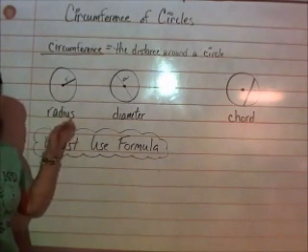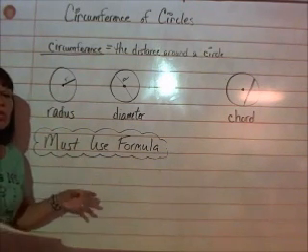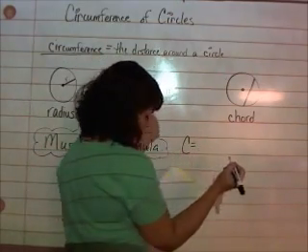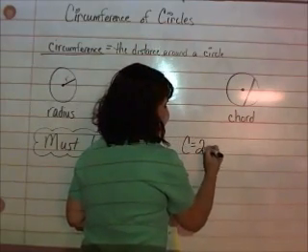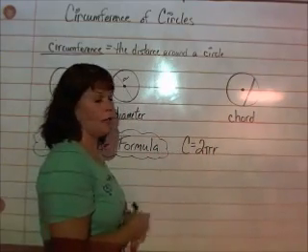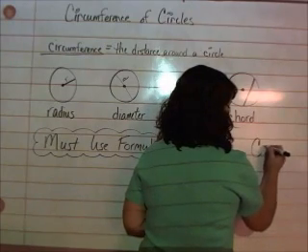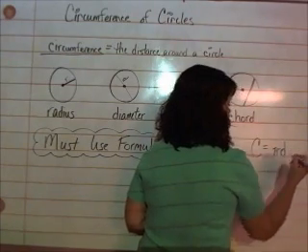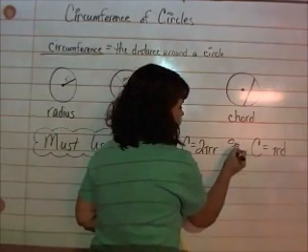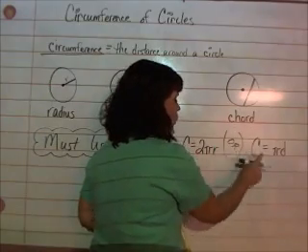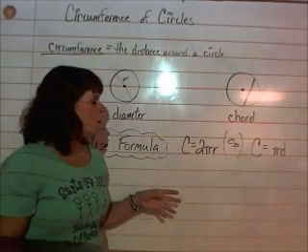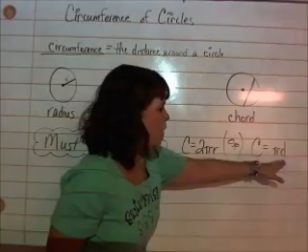Okay. Now, when you're dealing with circumference, you actually get two formulas to choose from. You have one that is C equals 2 pi r, with pi being that weird looking symbol, and r being radius, of course. Then you also have another one, C equals pi d. So, this is an or. You can choose whichever one you want to use depending on the information given. So, we have 2 pi r or we have pi d.